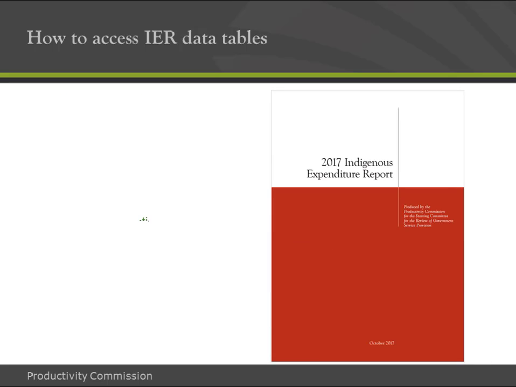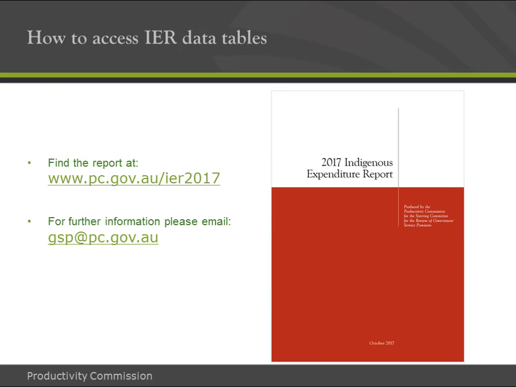For more information on the 2017 IER, you can refer to the short report and data manuals on our website pc.gov.au. If you need further information, please email gsp@pc.gov.au.